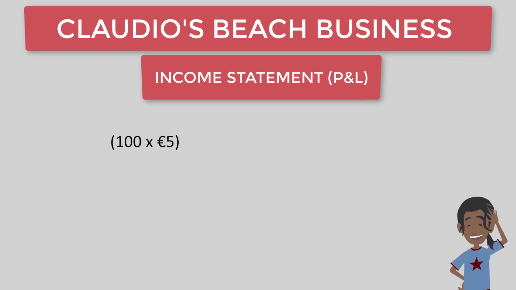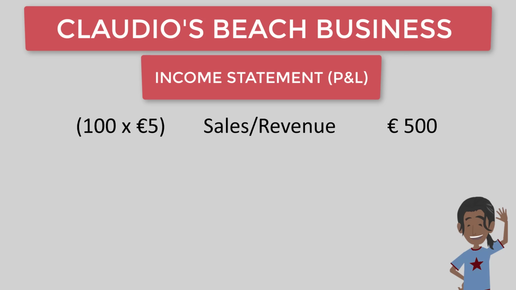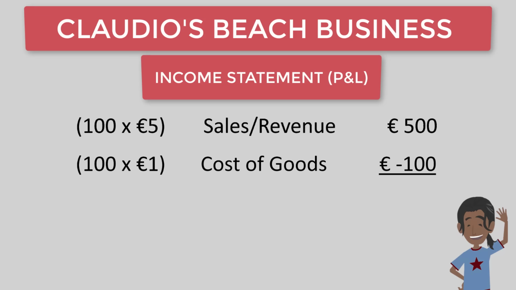He sold 100 plates for 5 euros each. That's what we call sales or revenue, which were 500 euros. The plates he sold, he didn't get for free, right? He incurred costs to buy them. Each plate cost him 1 euro. Therefore, in total, his costs were 100 euros.